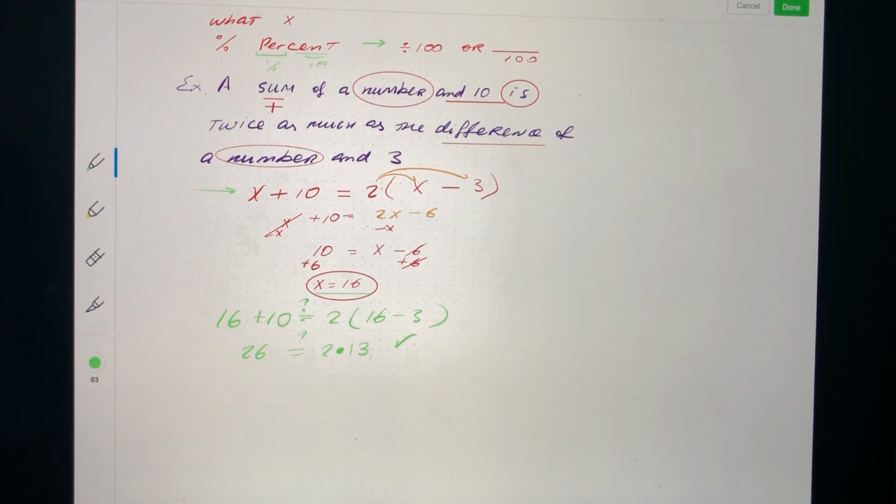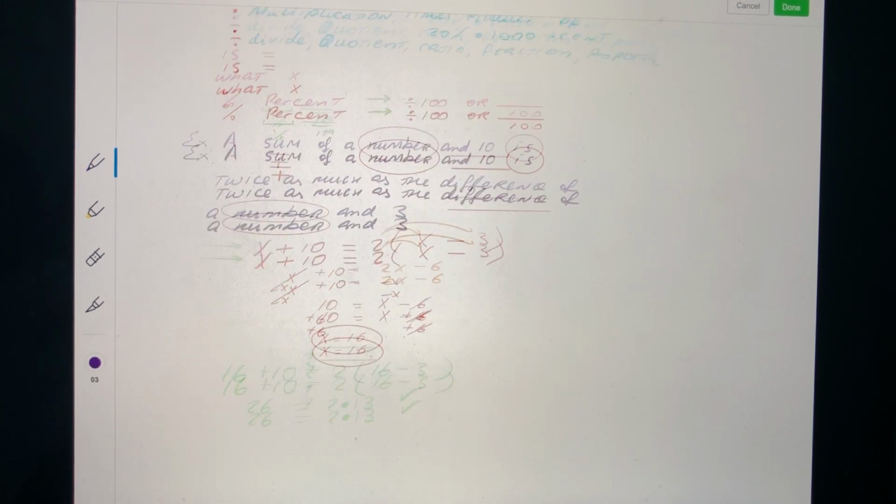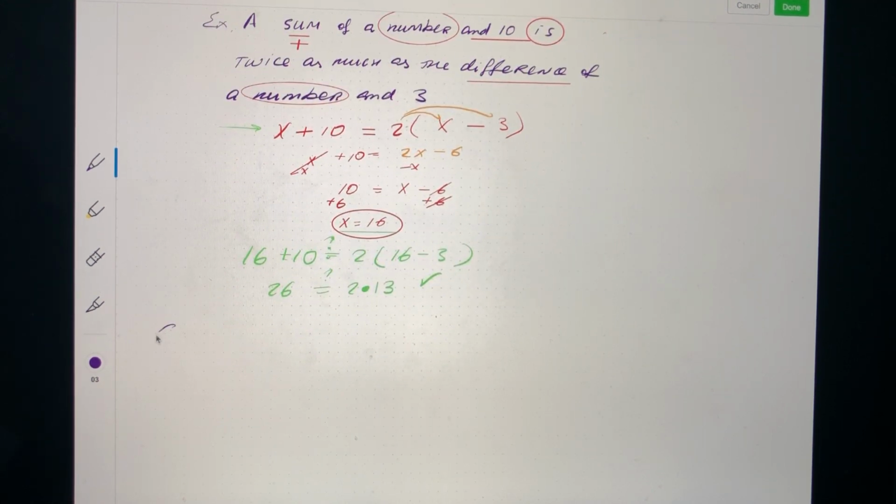Now let's look at 2 more examples. This is a bit of a long note, but just to illustrate how all of this plays out, let's look at a few more. So here is an example. 15 is what percent of 75? So going straight into the setup, 15 is means equal, what, that's the unknown, percent means divide by 100, of means times 75.